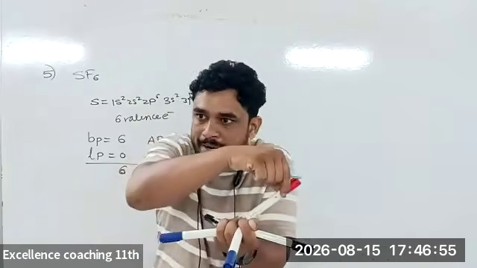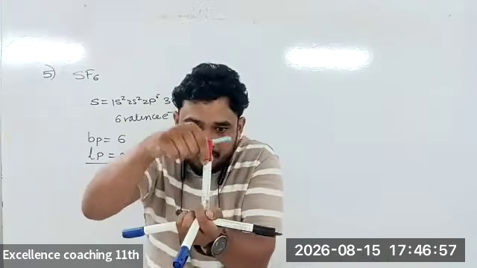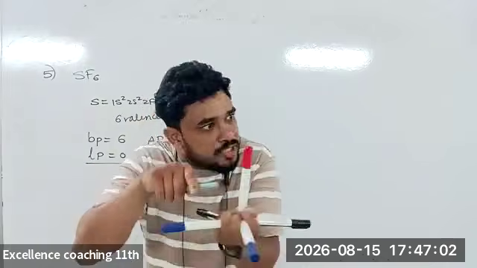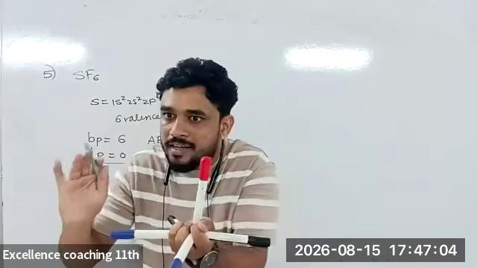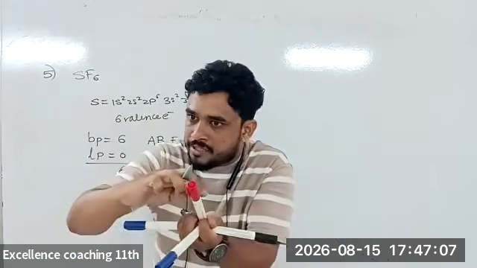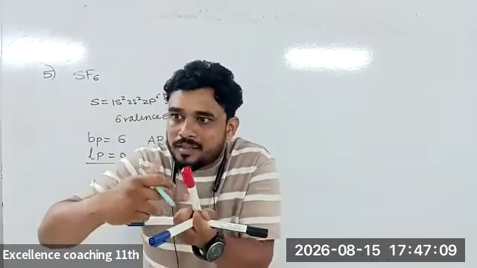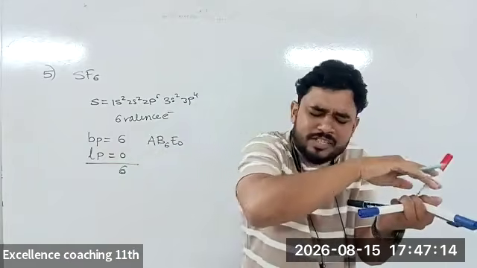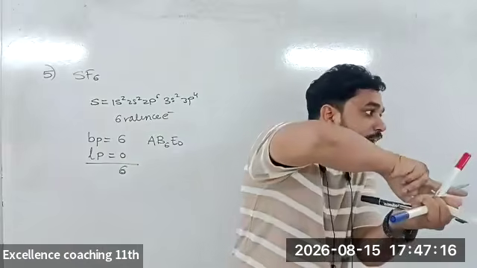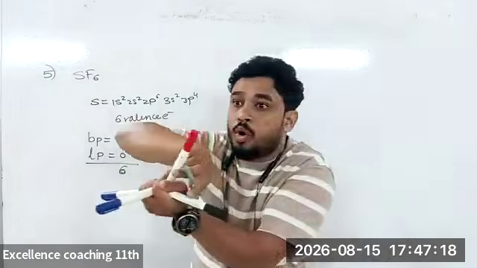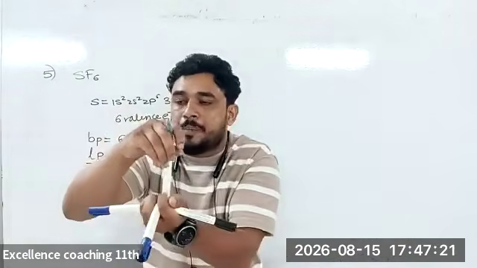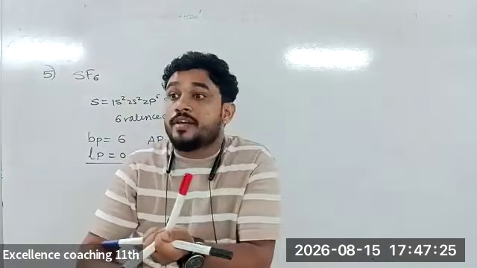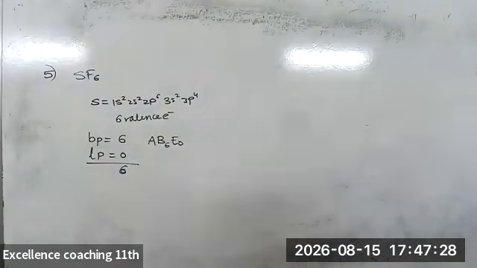To get the minimum repulsion, we keep it like this, yes or no? Maximum distance is possible. If you bend from this side, the distance increases here, the repulsion is minimum. But what about this side? This repulsion will be more, yes or no? Bond pair, bond pair. So we have to keep it at what angle? 90. One here, one below. Right? So this geometry is called octahedral.